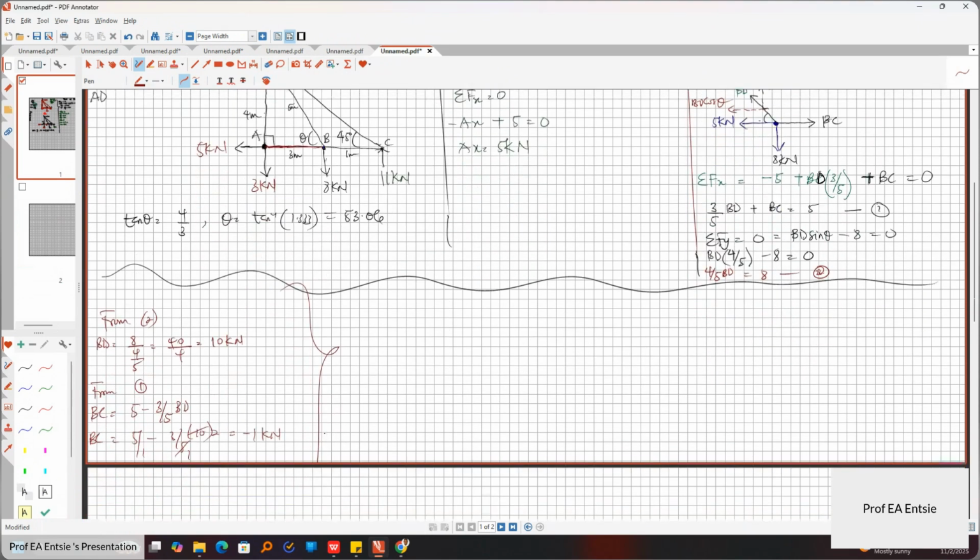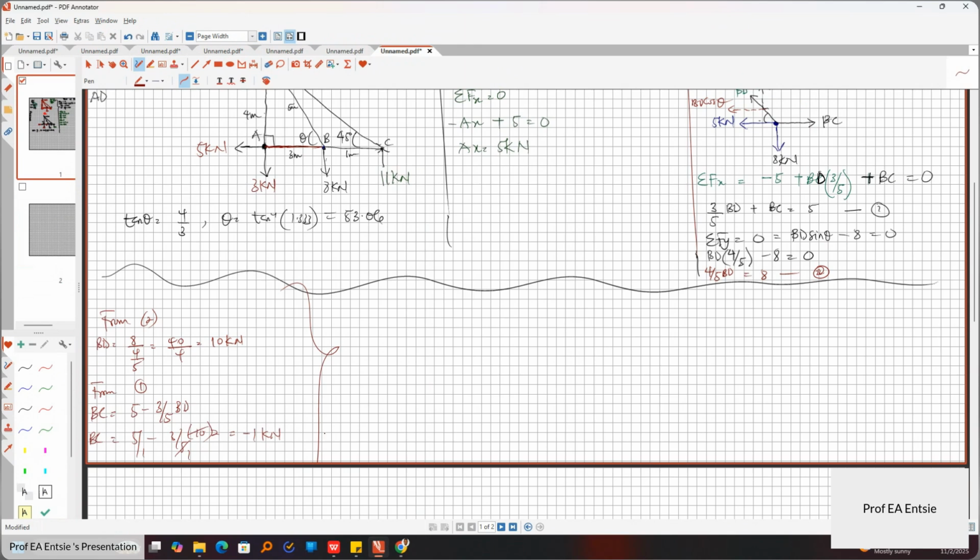So if you assign the right direction and then get a negative, what it means is it's rather in compression. It's rather in compression. So you don't panic, right? You don't panic at all. All right, so now let's move on.